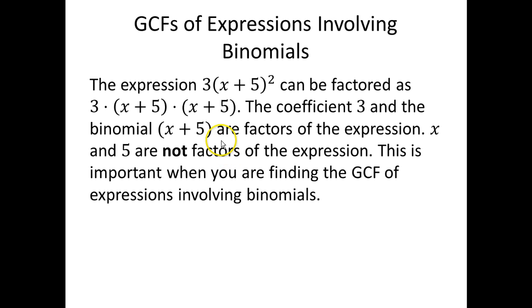Notice that 3 is a factor, x plus 5 is a factor, of course. But x and 5 are not factors, because there's no number that I can multiply x by to get this expression, nor is there a number I can multiply 5 by to get this expression either. So those are not factors of this. The only factors of 3 times x plus 5 squared are 3 and x plus 5.